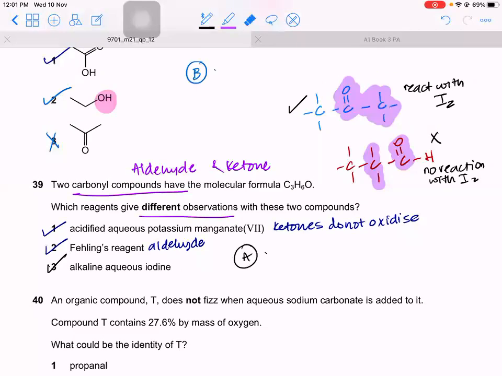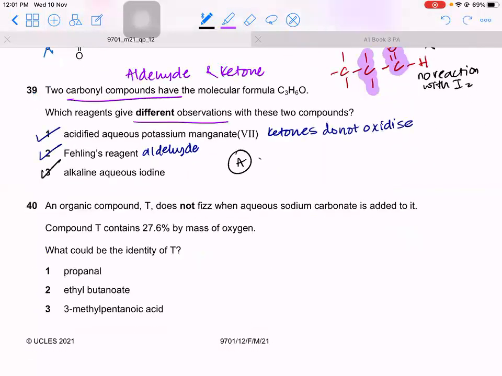A 3-carbon aldehyde is this. Can you have any other 3-carbon aldehyde? No. Can this react with iodine? You have a C double bond O, and you need a CH3 next to it. Do you have that? No. So it can't react with this aldehyde, but it can react with the ketone. So can you differentiate between the two based on this reagent? Yes. Answer therefore is A.